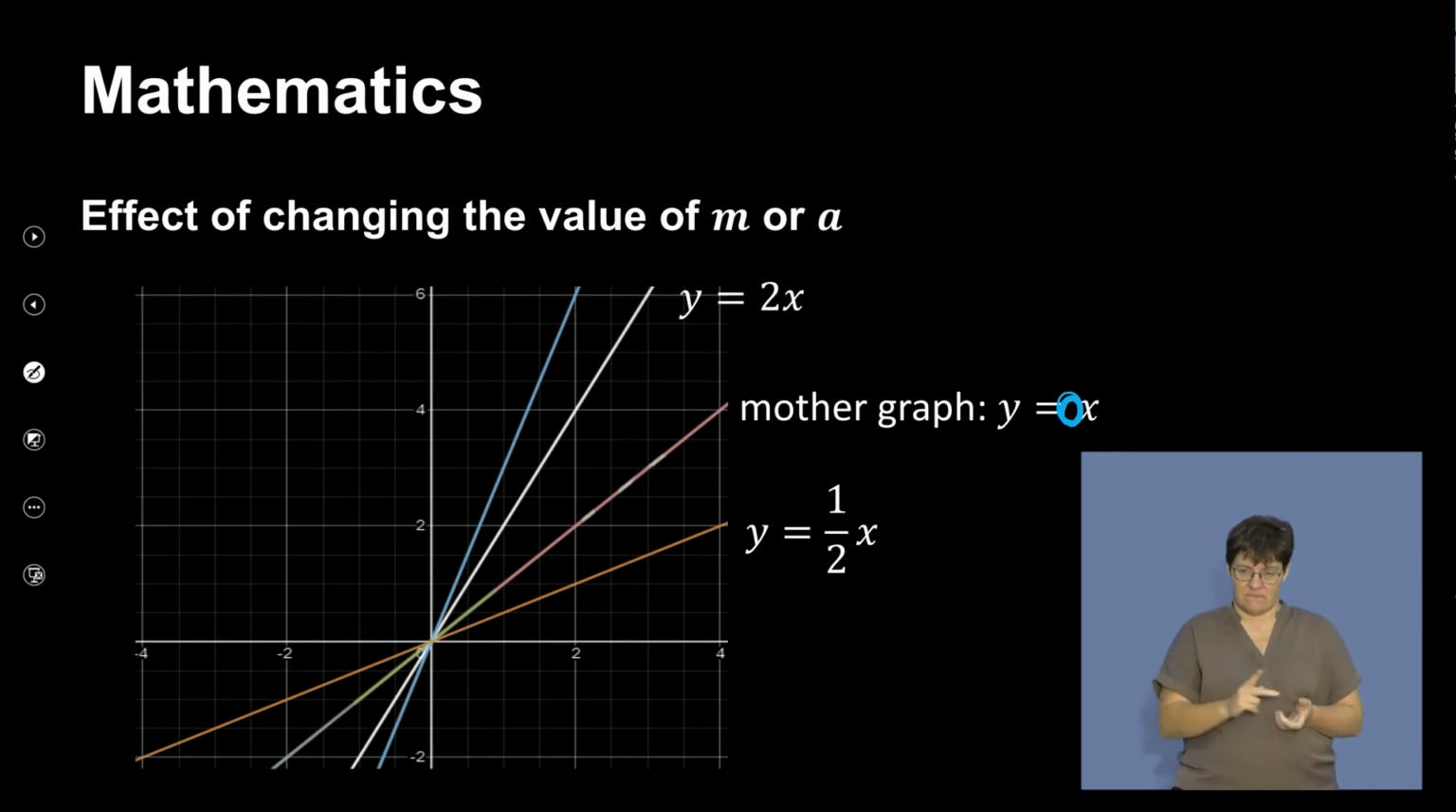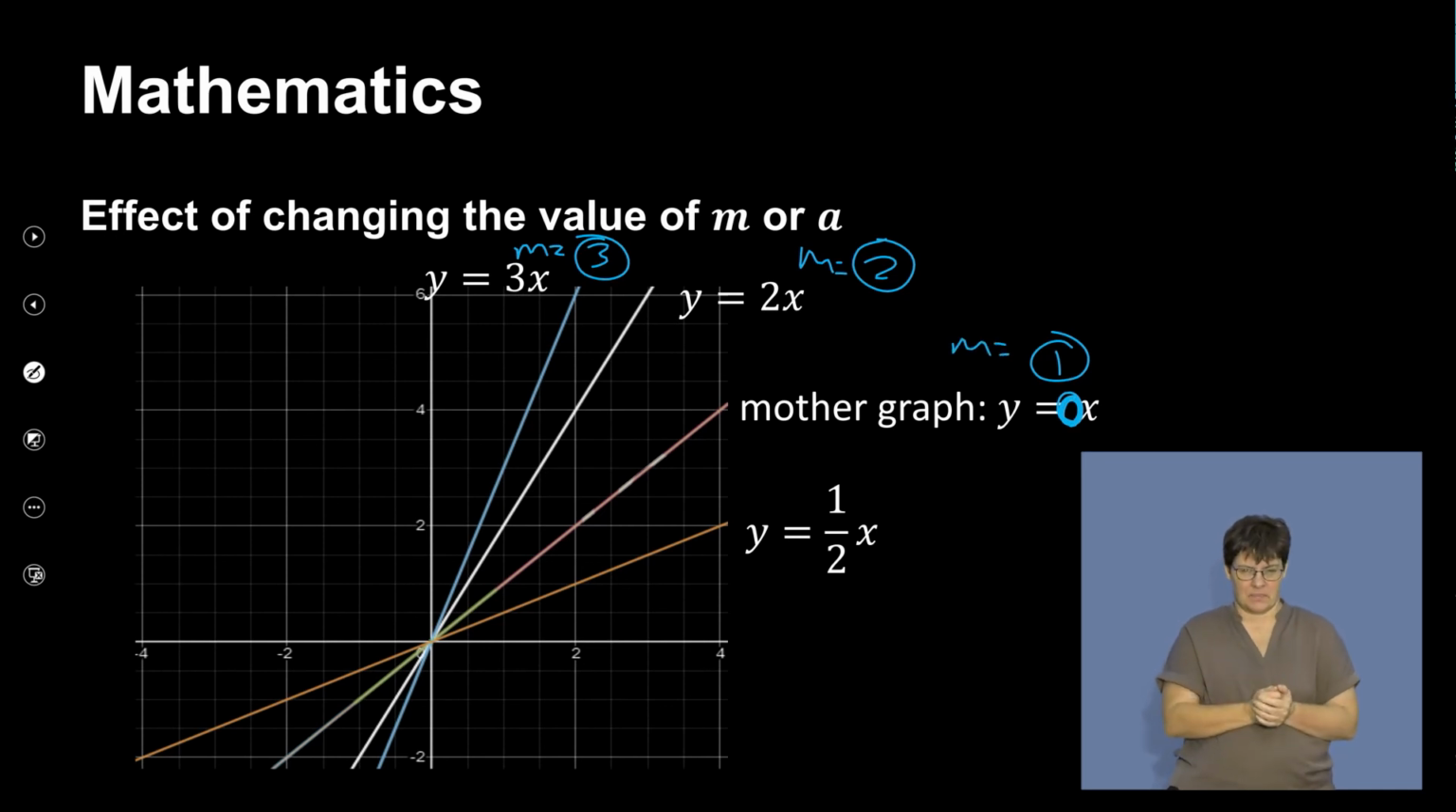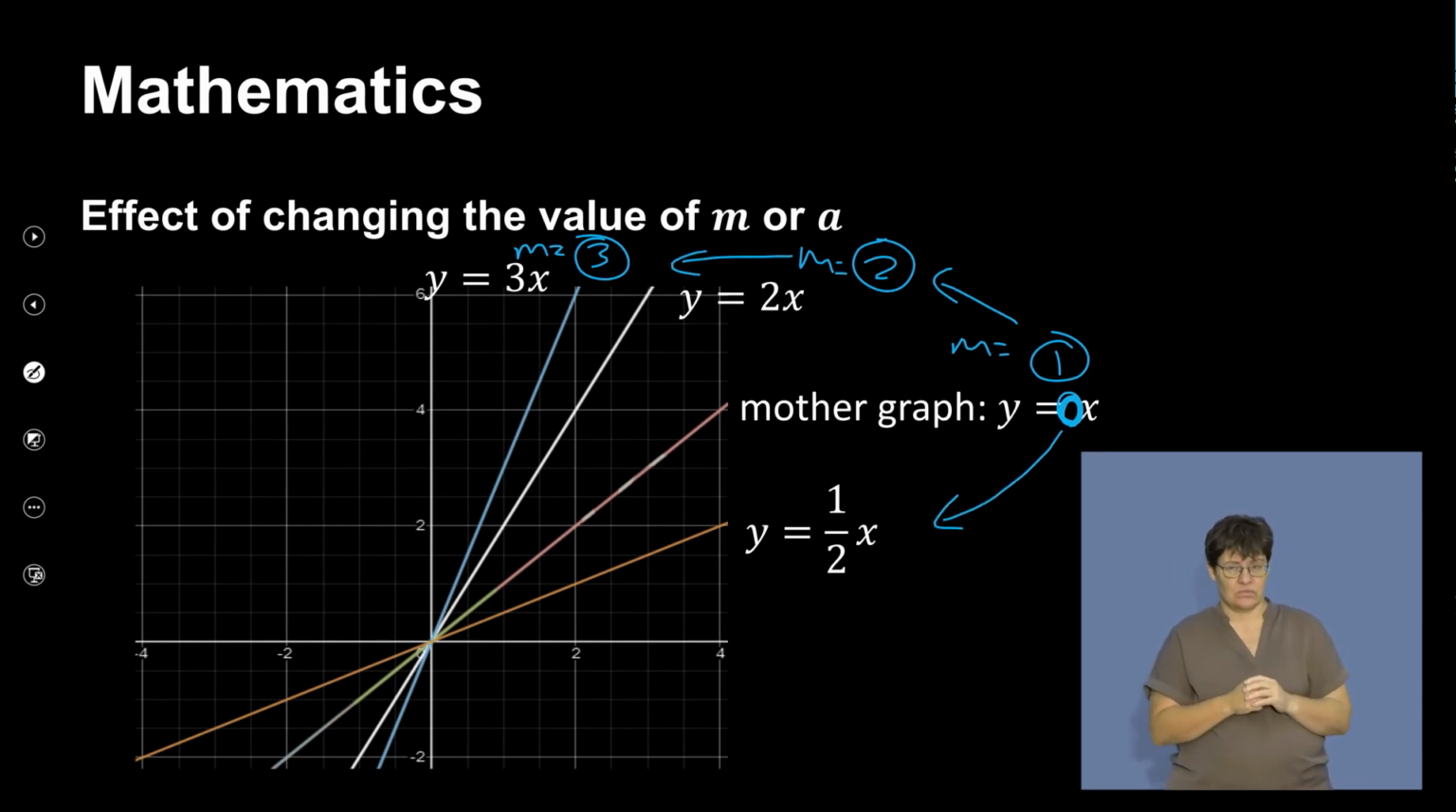But now, when we have y equals 2x, that is a bit more, so it becomes steeper than the mother graph. And then y equals 3x becomes way steeper than this. So you can see, this was 1, it became 2 there, it became 3 there, right? The m value, or the a value. Remember we said they mean one and the same thing. So the bigger the value, the steeper it becomes, but the smaller the value, the gentler it is. We normally use the words either steep or gentle.